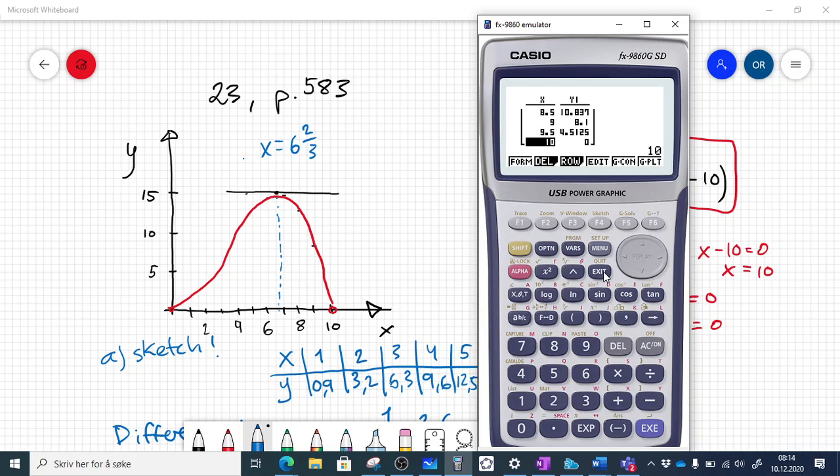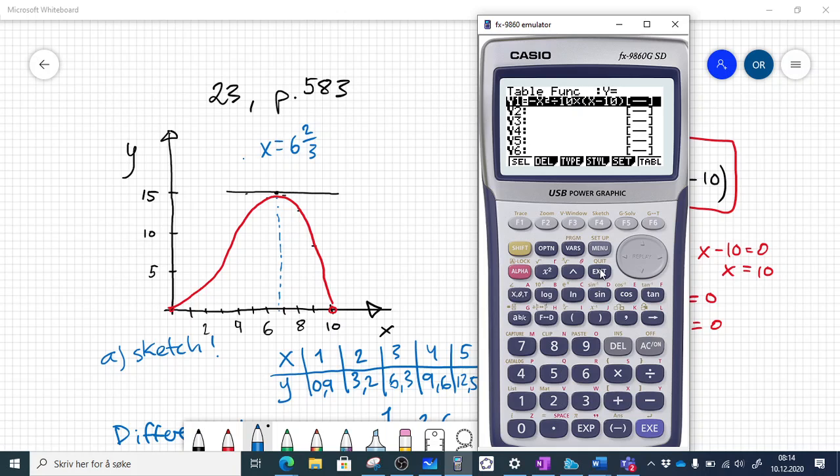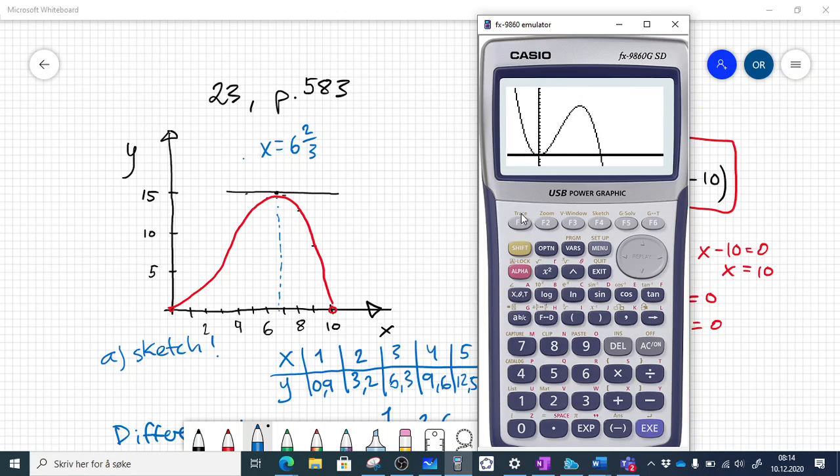And just to clinch this, make sure that you also have the maximum point. To find the maximum point, you go back into graphing, press G-Solve, and then F2 for max. So that'll give you the maximum point. And the maximum point is when x is 6 2/3. And that means that the highest point on the curve is 14.8.